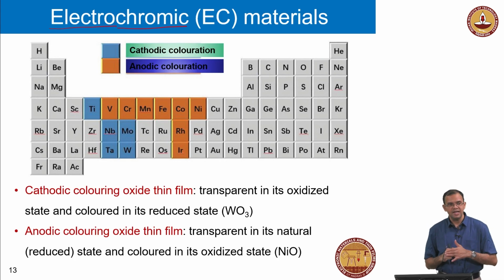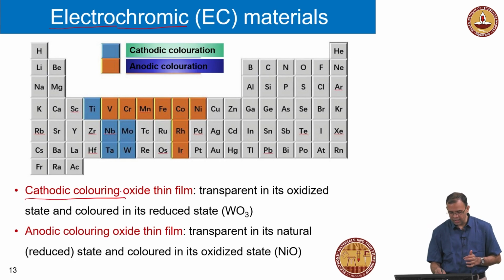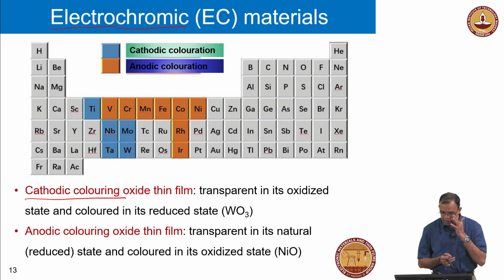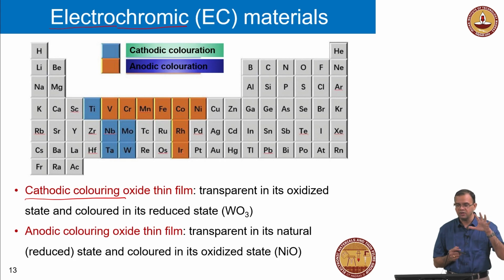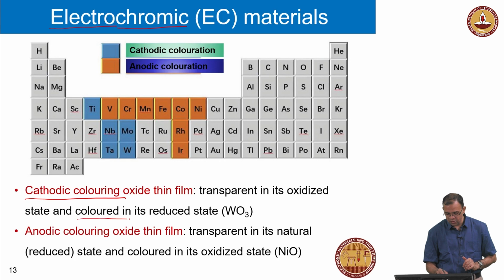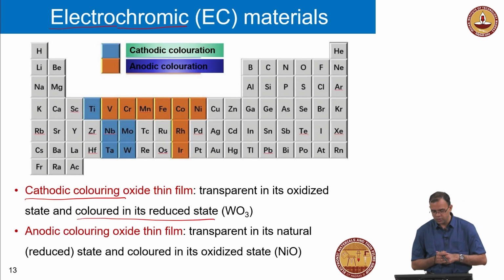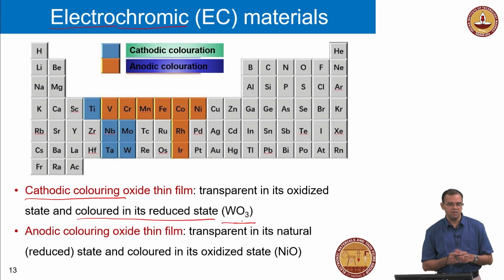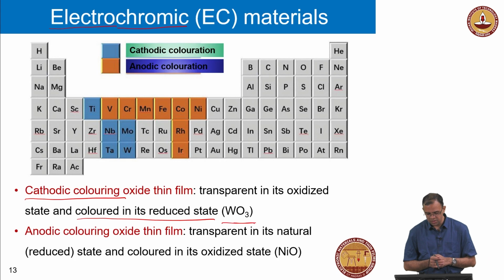You broadly classify them into two types. You have what are called cathodic coloring oxides. These are transparent when they are in the oxidized state. So essentially at the higher oxidation state they are transparent, and to color them you need to reduce them. So you need to go from a higher state to a lower state. Tungsten oxide is an example of this, I will show you in a minute.